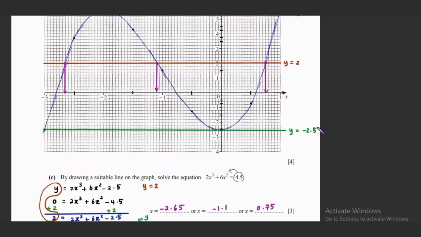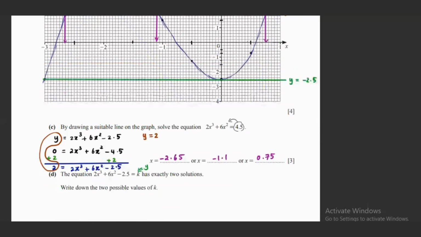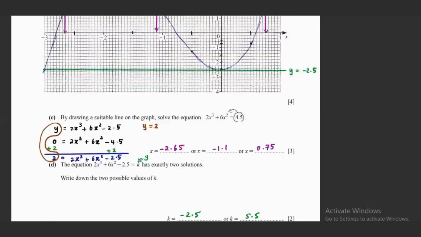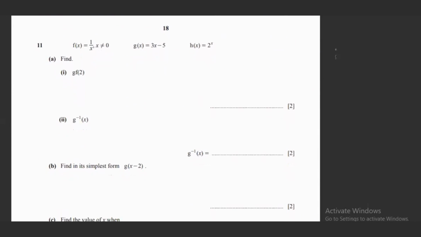So then the question is asking for 2 values. Now here has exactly 2 values. We need to find what the k is. K is the value of y, which means the 2 values are minus 2.5 and 5.5. With that, we are done with this graph question. Let's move on to the next one, which is question 11.